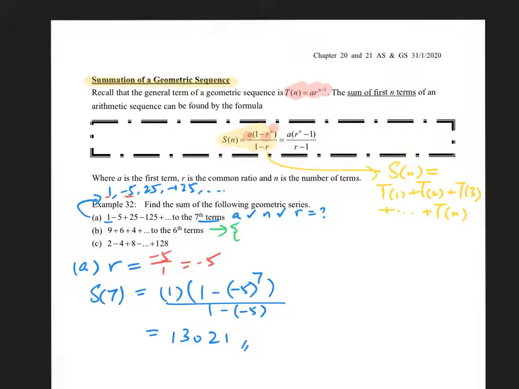Part B, I'm not going to do it for you, but bear in mind that you have to go back and write down the numbers. They are 9, 6, 4, and so on afterward. This is important because it helps you to find the common ratio properly.